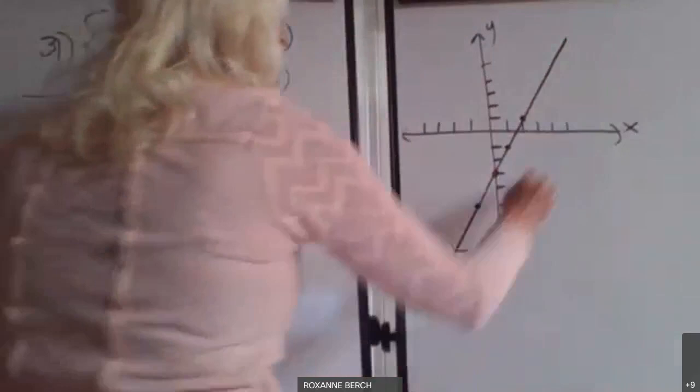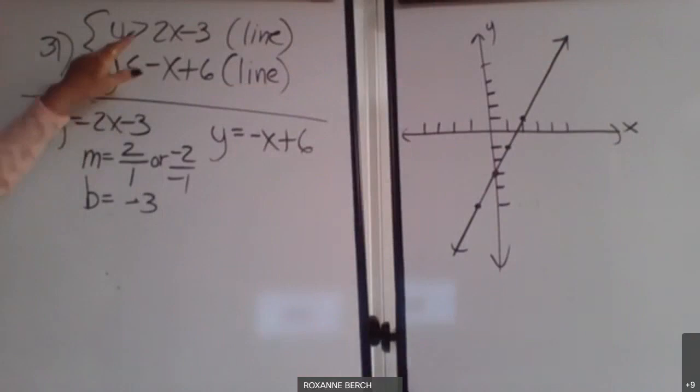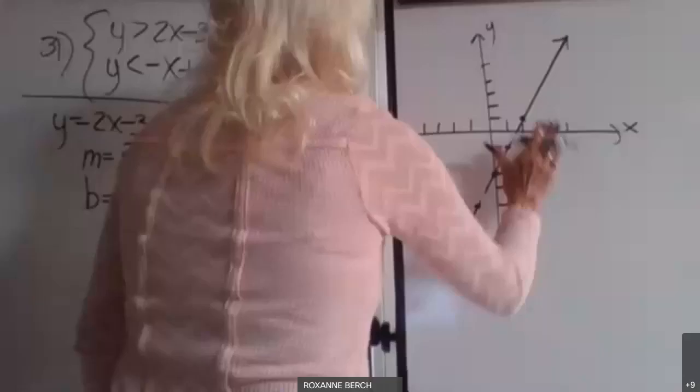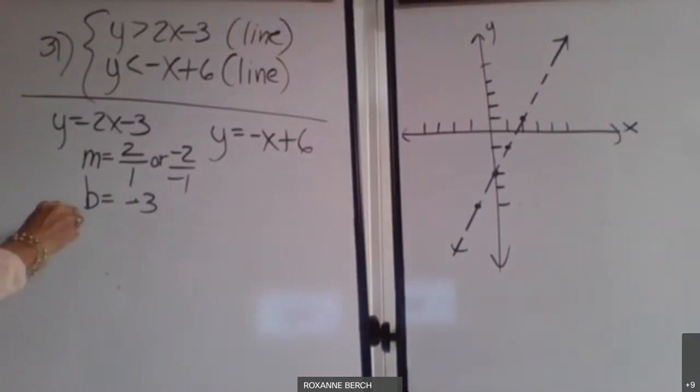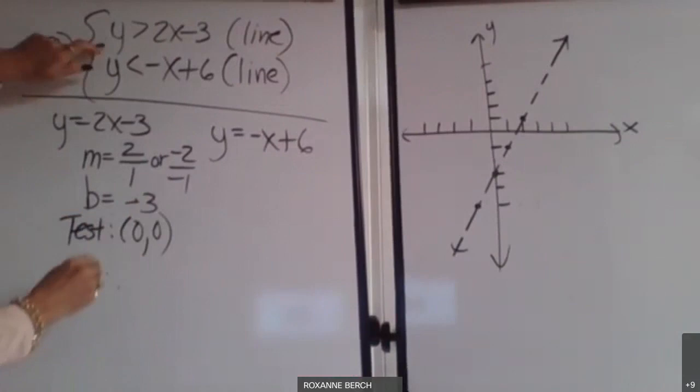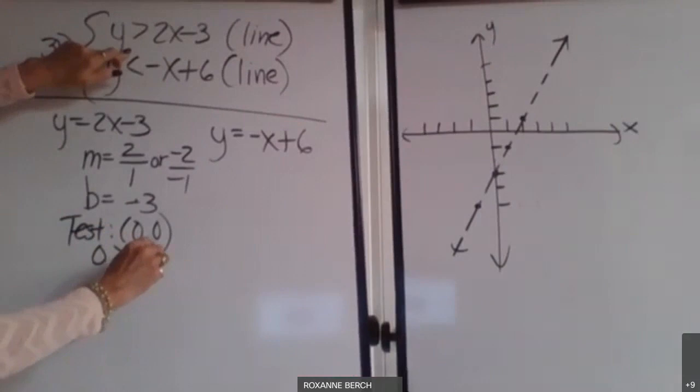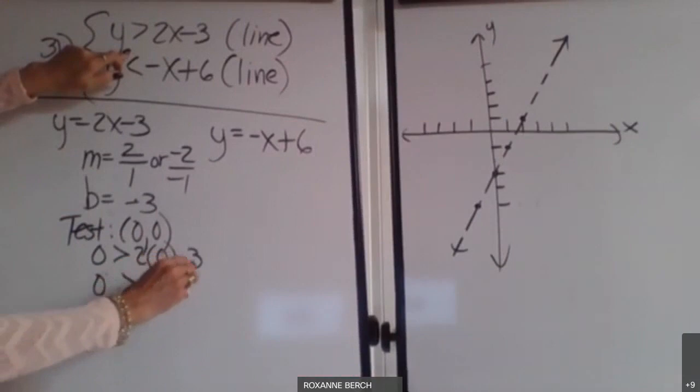All right, here we go. Is the line dotted or solid? Dotted? Yep. That means the solutions cannot be on the line. Okay, now we're going to test a point. And you know that I like to test 0, 0 when it's an option. So now we take our y greater than 2 times 0 minus 3. Is 0 greater than 0 minus 3, which is negative 3? Is 0 greater than negative 3?